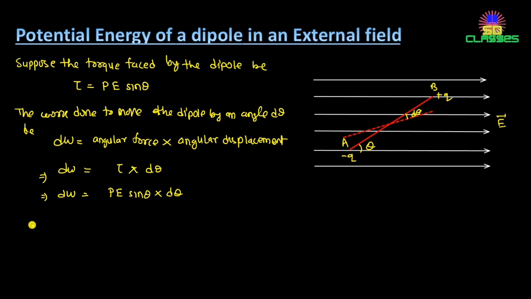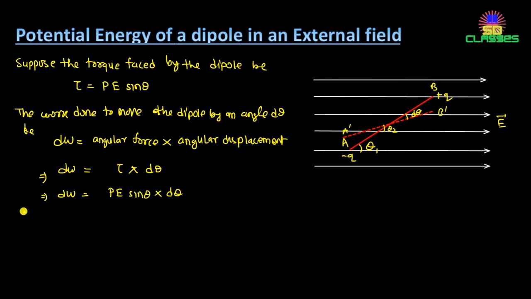Now suppose you want to find out the work done while a dipole has been moved from theta 1 to theta 2. Suppose the first angle is theta 1 and then it has been moved to another angle. The second angle is here, suppose theta 2. Okay, theta 2 is the new position, so A dash B dash is the new position and the new angle is theta 2 and the old angle is theta 1. And now the dipole has been moved from an angle theta 1 to theta 2. So what will be the work done, right?